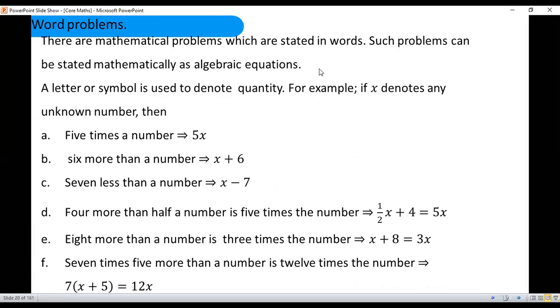All right. So today we are going to look at word problems and linear equations. There are some mathematical statements that are stated in words. We call them word problems. So we look at these word problems and how we bring them back to mathematical statements. Because anytime you meet those word problems, there's a need for us to translate from the words to mathematical statements, then we solve them mathematically.